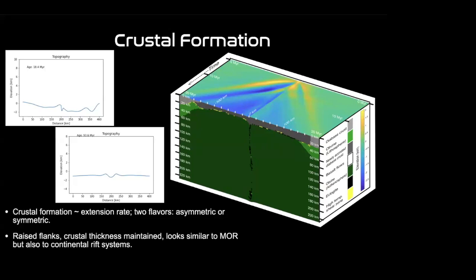For the symmetric version, you get these really simple raised flanks. It looks a lot like a classic mid-ocean ridge. These are the two versions.